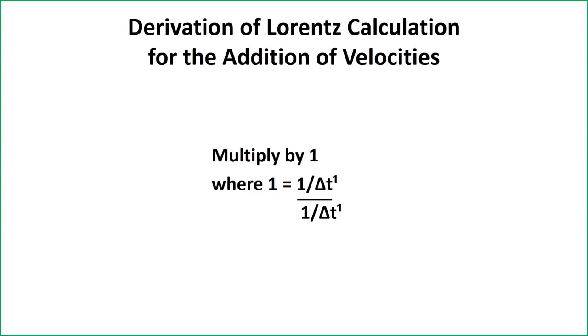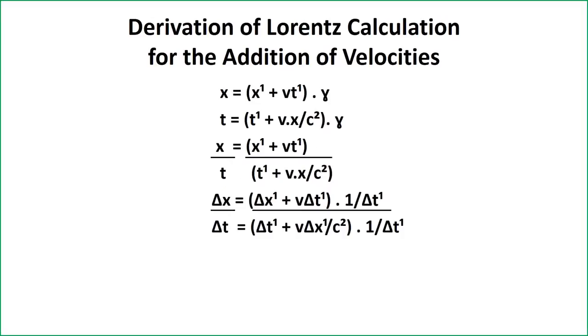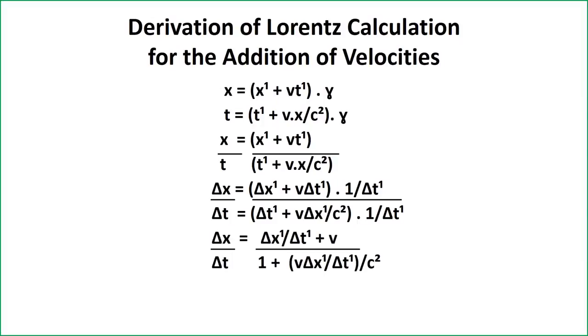We are going to multiply both sides by 1, but we will make 1 equal to 1 over delta t1 divided by 1 over delta t1. Having carried out this operation, we arrive at this equation, with the left side remaining the same, as it has been multiplied by 1, and the right-hand side as displayed. We complete the right side and arrive at this equation.